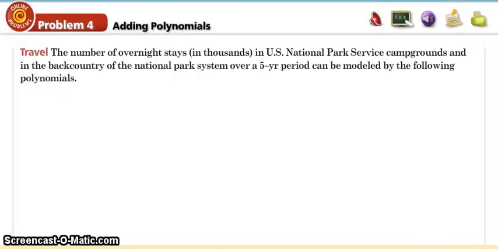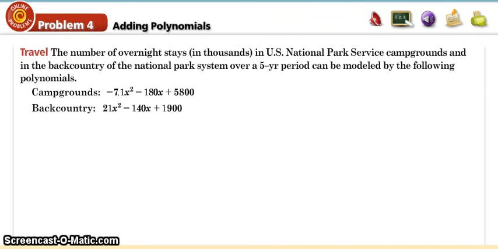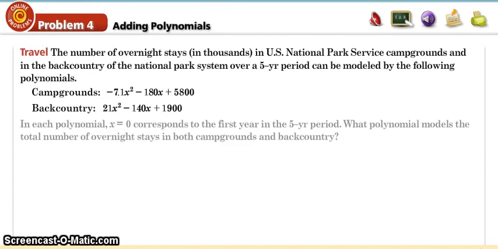In this problem, you will add polynomials. The number of overnight stays in thousands in U.S. Park Service campgrounds and in the backcountry of the National Park System can be modeled by the following polynomials. Campground: -7 1/10 times x squared minus 180 times x plus 5,800. Backcountry: 21 times x squared minus 140 times x plus 1,900. In each polynomial, x equals 0 corresponds to the first year in the 5-year period. What polynomial models the total number of overnight stays in both campgrounds and backcountry?